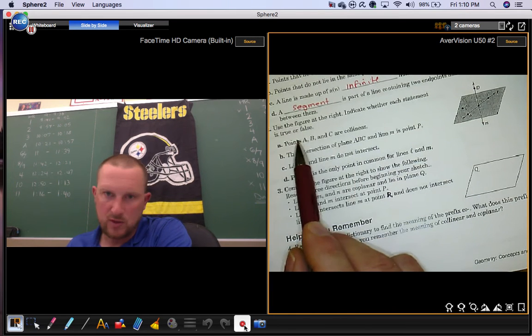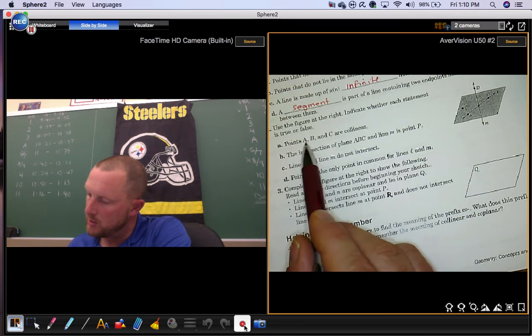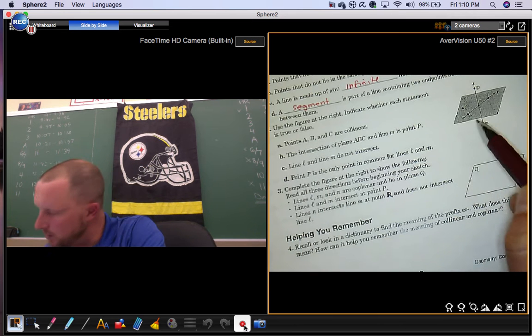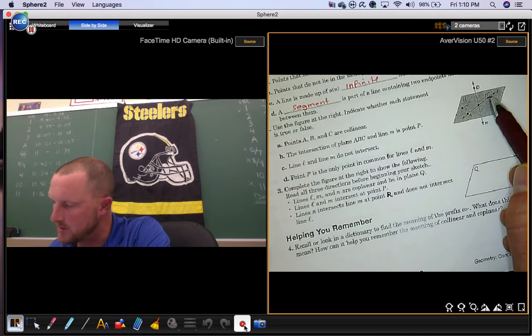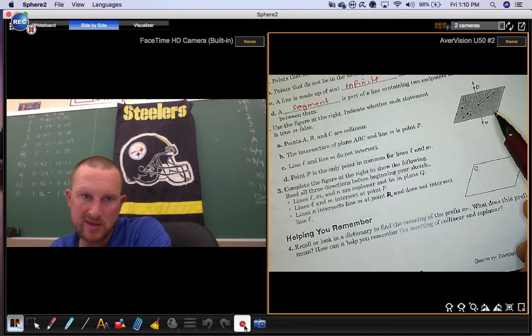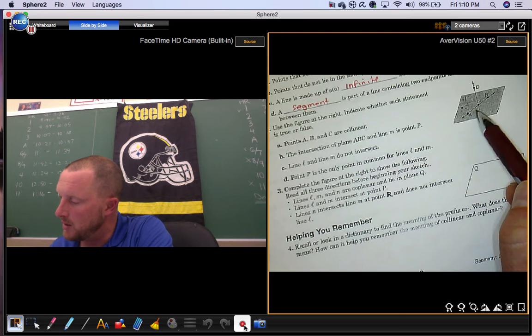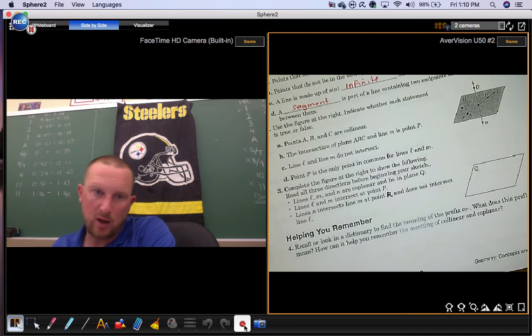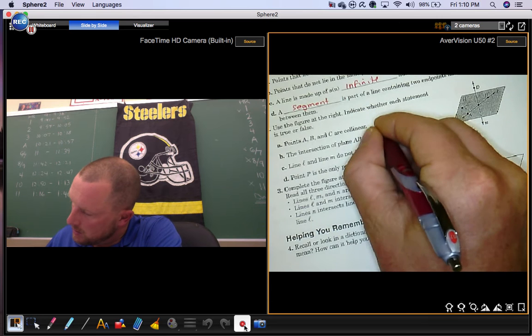So are these statements true or false? Points A, B, and C are collinear. I see A and B on the same line. Is C on the same line as them? It's not. It doesn't mean that it can't be, but A, B, and C definitely cannot be connected with one line. That's false.